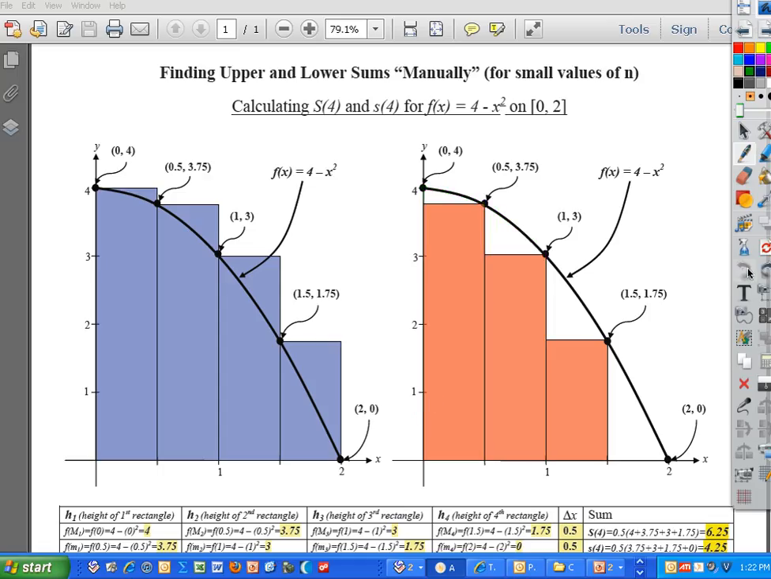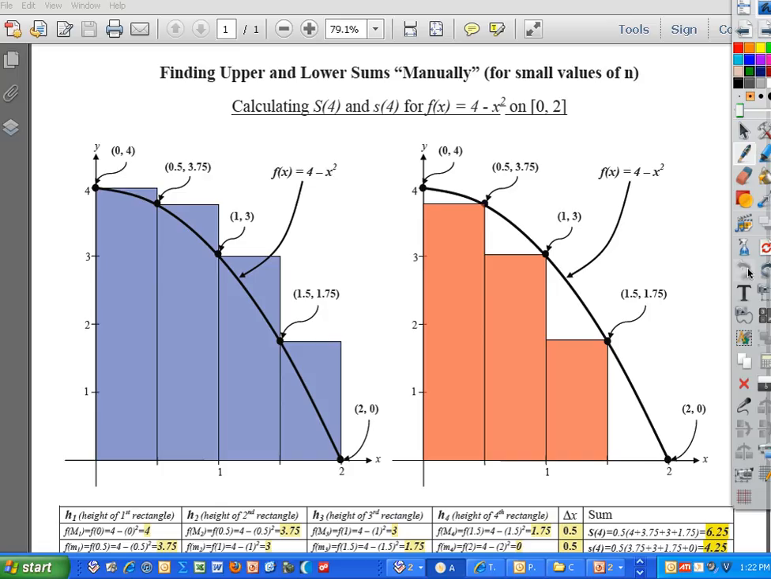Okay, so let's compare these two cases now. If we're trying to estimate the area under the curve 4 minus x squared from 0 to 2, we're going to cut this into uniformly wide rectangles. What's going to be the width? 1/2. How'd you get that? Because 2 rectangles equals 1. Okay, because 2 rectangles in one. Good, I see what you're saying.